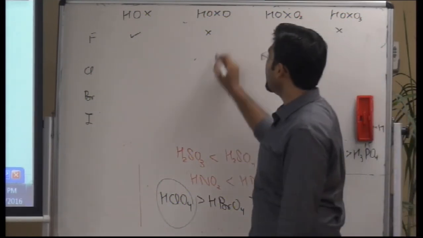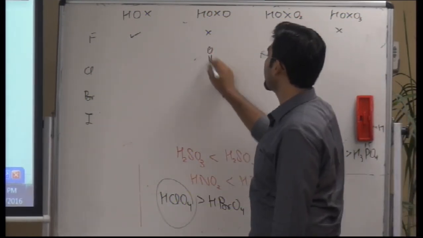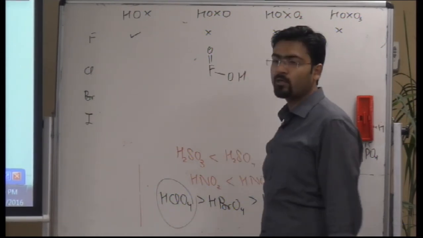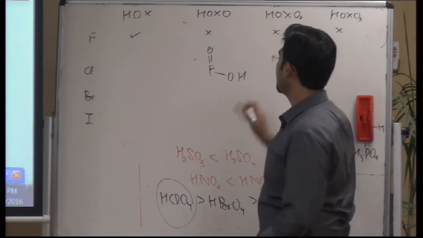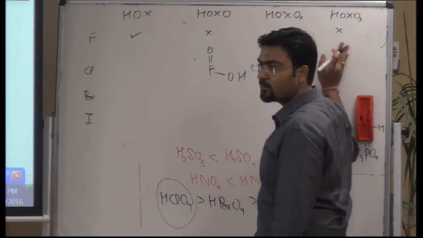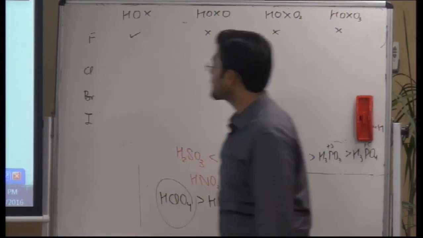Because to form HOF, fluorine needs to form 3 bonds with oxygen. Can it form 3 bonds with oxygen? It cannot. Can it form 5 bonds, 7 bonds? Not at all. So these compounds cannot be formed.